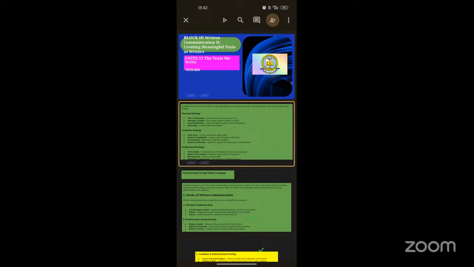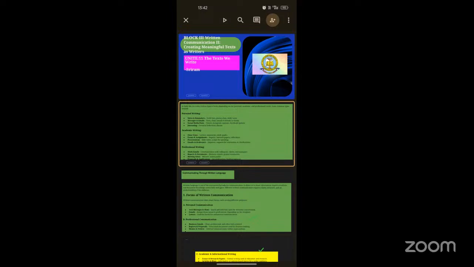Cohesion and coherence, connecting ideas smoothly through transitions, ensuring sentences and paragraphs follow a logical sequence. That is the difference between cohesion and coherence. Okay, editing and revising. Revising work to improve clarity, accuracy, and effectiveness, and eliminating redundancy and correcting errors.